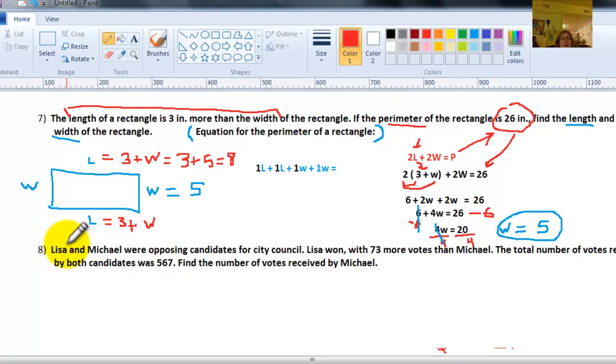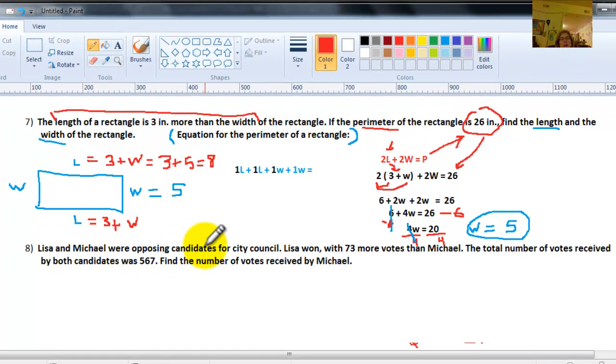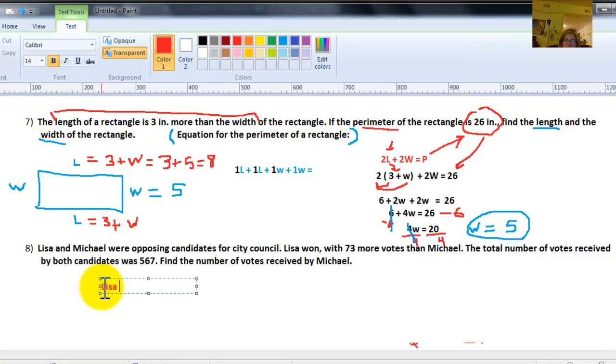Okay, for this problem down here, Lisa and Michael were opposing candidates for city council. Lisa won 73 more votes than Michael. The total number of votes received by both candidates was 567. Find the number of votes Michael received. So we're going to add Lisa's votes and Michael's votes. Lisa plus Michael equals total votes of 567.